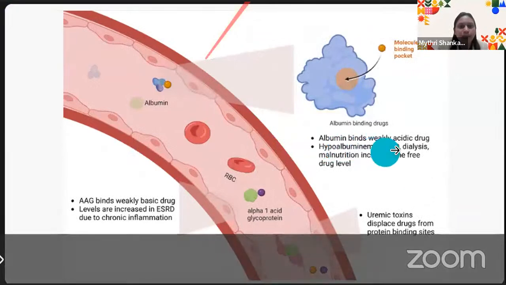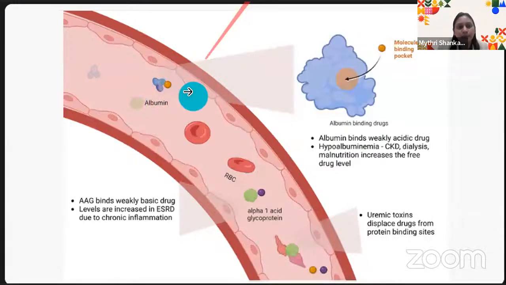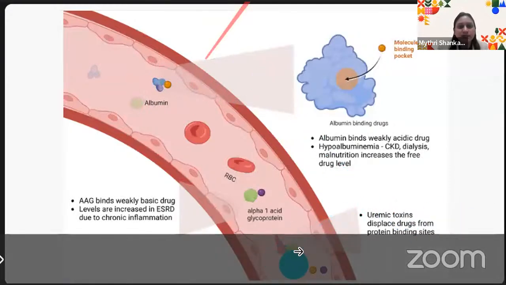You can see here that albumin binds weakly acidic drugs, and in conditions of CKD where albumin levels are low, there is an increase in the free drug level. And uremic toxins displace the drugs from the protein binding sites, because of which, again, there is an increase in the drug level.